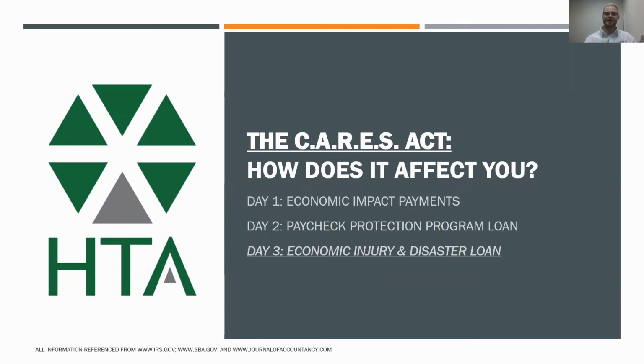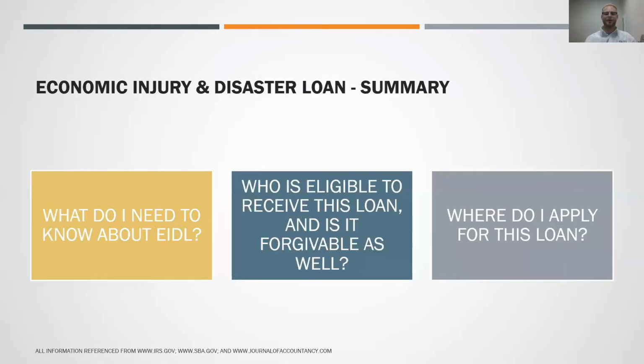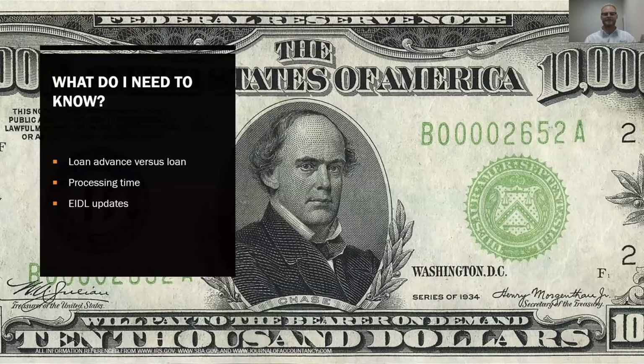So as promised, today we're going to go over the Economic Injury and Disaster Loan. This, again, is going to be geared towards those small business owners, nonprofits, and businesses that are having temporary closures and losses of revenue due to this COVID-19 outbreak. So the questions I want to answer for you today: one, what do I need to know about the Economic Injury and Disaster Loan? Two, who is eligible to receive this loan, and is it a forgivable loan similar to the Paycheck Protection Program? And three, where do you go to apply for this loan? It's a little bit different than the PPP. When we get to that side, I'll explain how you can go there and get that application turned around pretty quick.